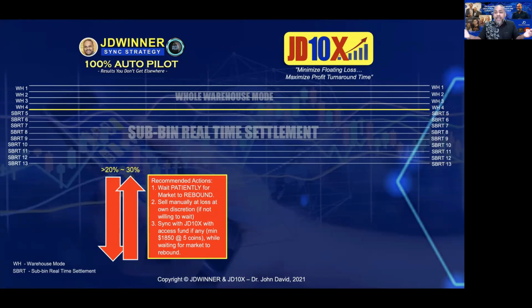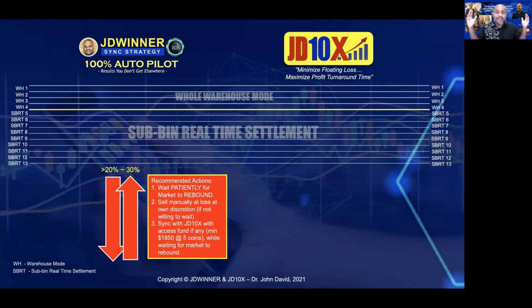Number 2, you can manually sell at loss at your own discretion if you are not willing to wait. Some people don't have the patience. If you don't have the patience, then it's up to you. You can sell manually at a loss, and then you can sync strategy with JD10X, or you can sync strategy again while the price is at the dip. You can do that.